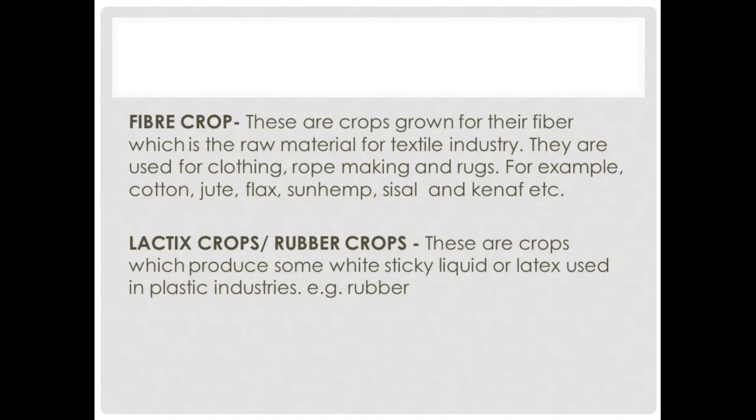Right, the next classification under use is fiber crops. We have crops that are mainly grown for their fiber, which is the raw material for the textile industry, and they are used for clothing. They are also used for rope making and making of rugs. For example, we have cotton, jute, flax, sunhemp, sisal, and kenaf. Next, we have plants that are grown for latex or for rubber, so that the sticky liquid that is obtained from them can be used to make rubber.